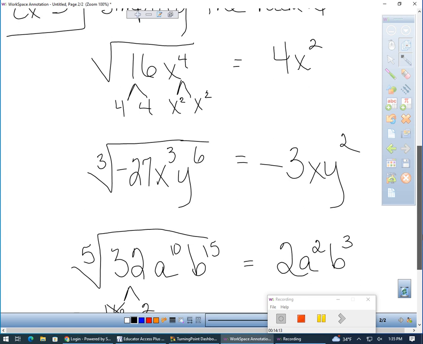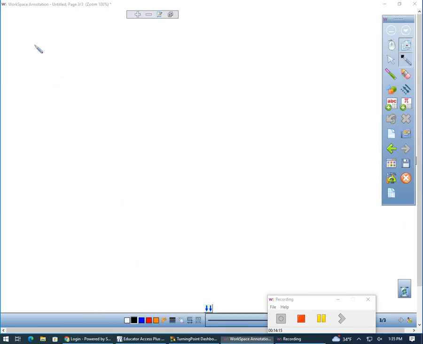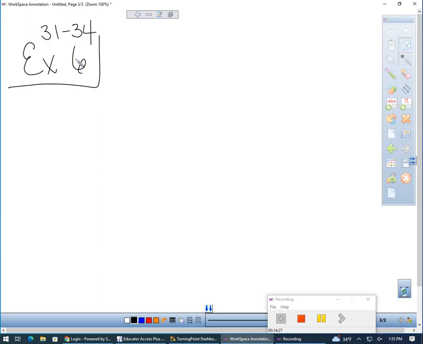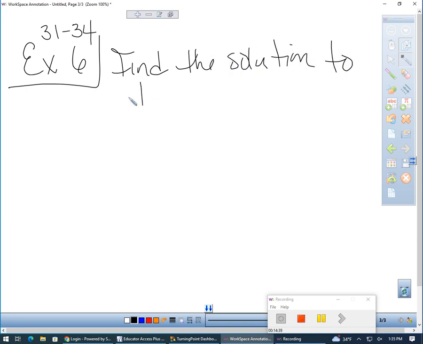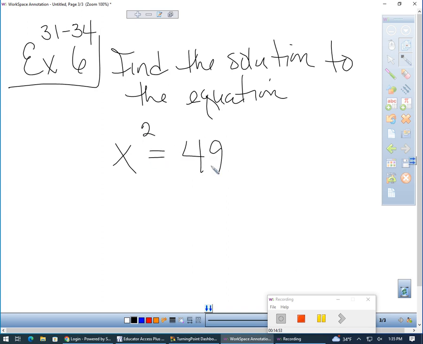All right. Example number 6 is going to cover our 31 through 34. Now here I'm going to ask you to find the solution to the equation. So now I have an equal sign involved. Now I'm solving. If I have x squared equals 49, how do I solve that?